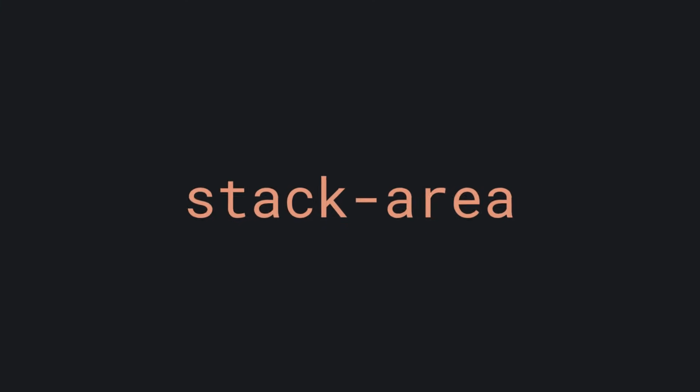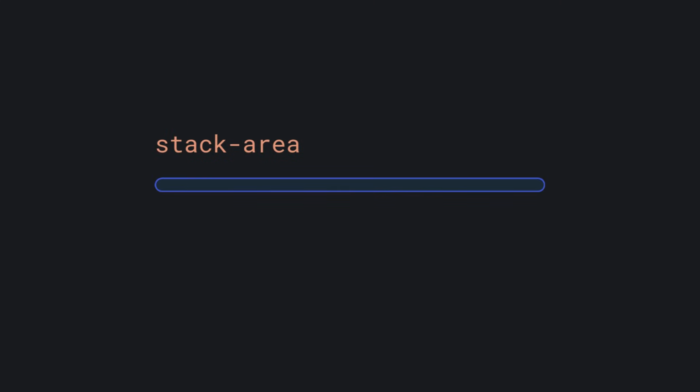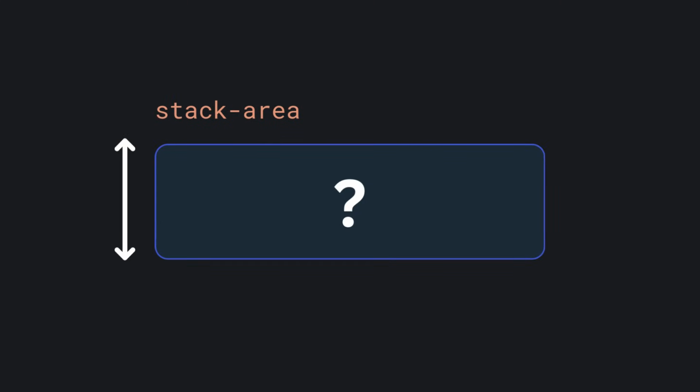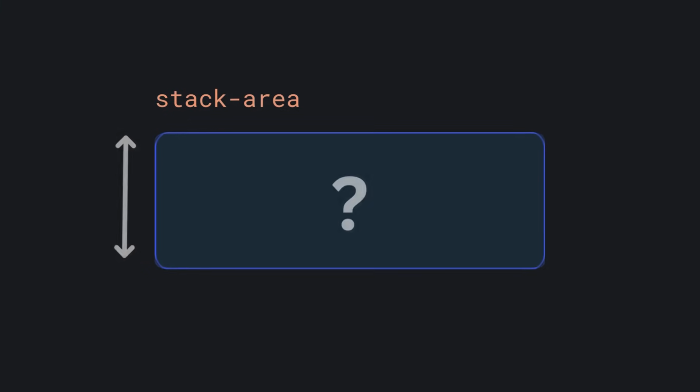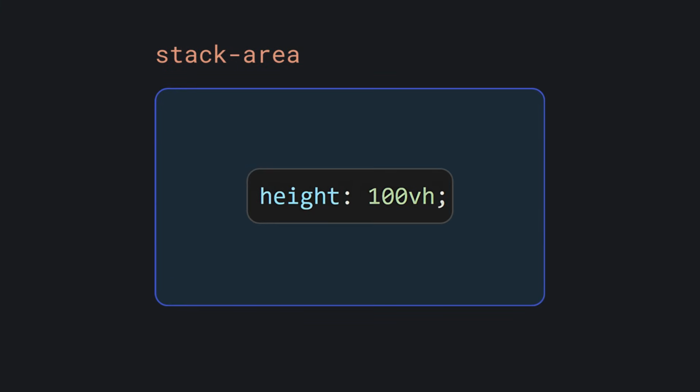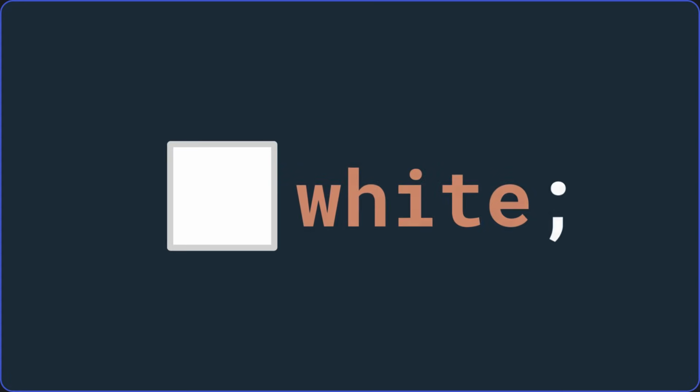For that, start by adding the container called stack area, then set its width to 100% and height that we will decide later. For now we will set it as 100 view height. Next, add a background color to the container, as shown.